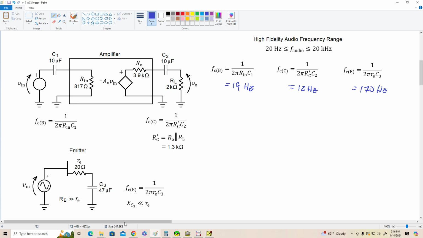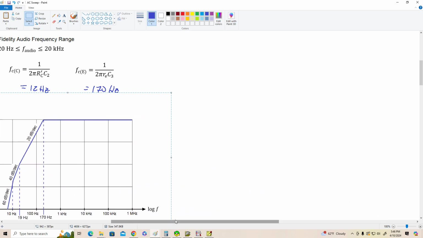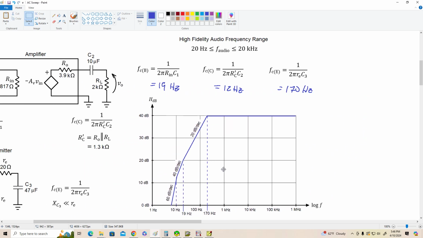And if I plot the Bode plot for this response, here's what we get. Let me drag this back over so we can look at everything all together.